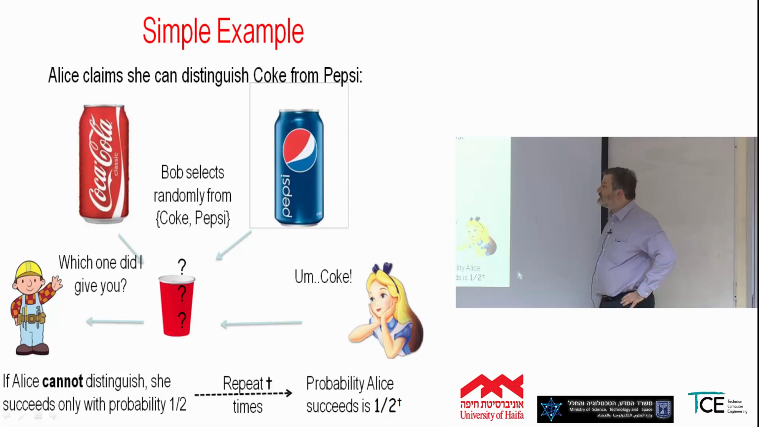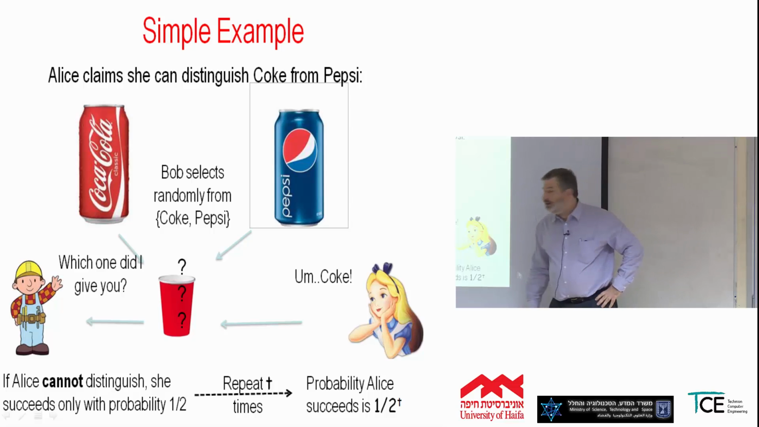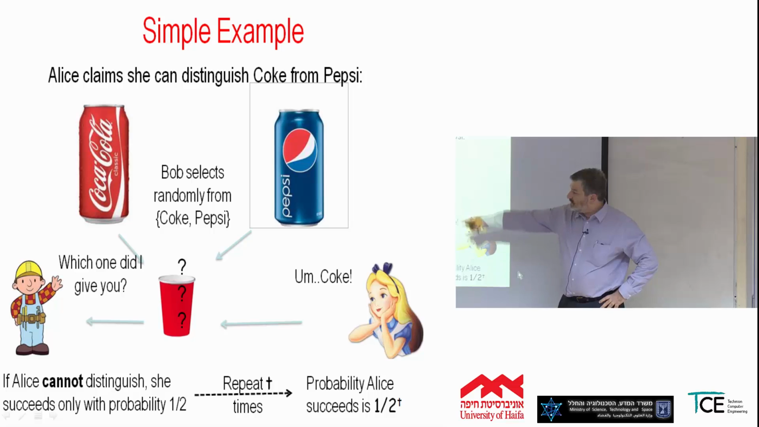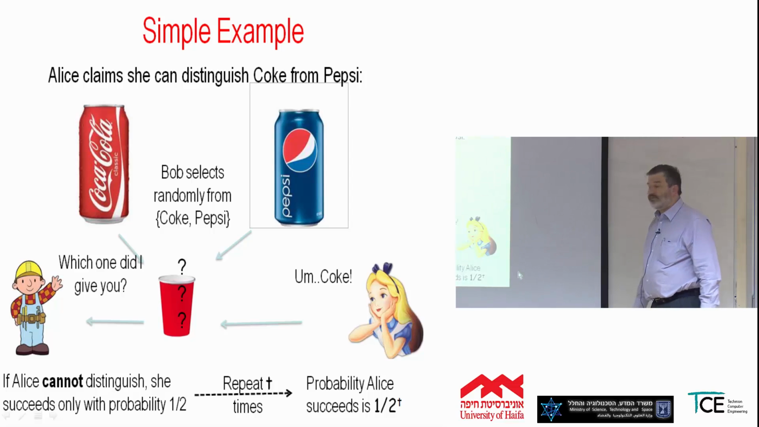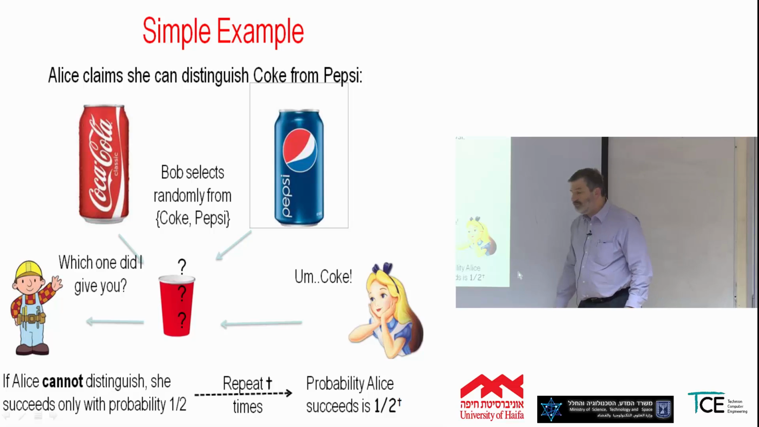He has a Pepsi can and he has a Coke can, and he chooses one of them at random, puts it in the cup, gives the cup to Alice, and asks her, what did I give you? Did I give you Coke or did I give you Pepsi? If she's good at it, if she can indeed distinguish, she'll have the correct value. If not, she can't do better than half. So if we want better probability, we'll repeat it t times.